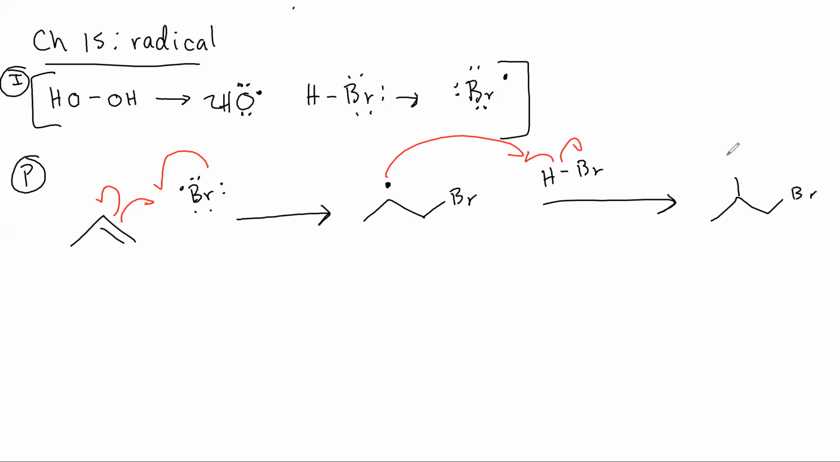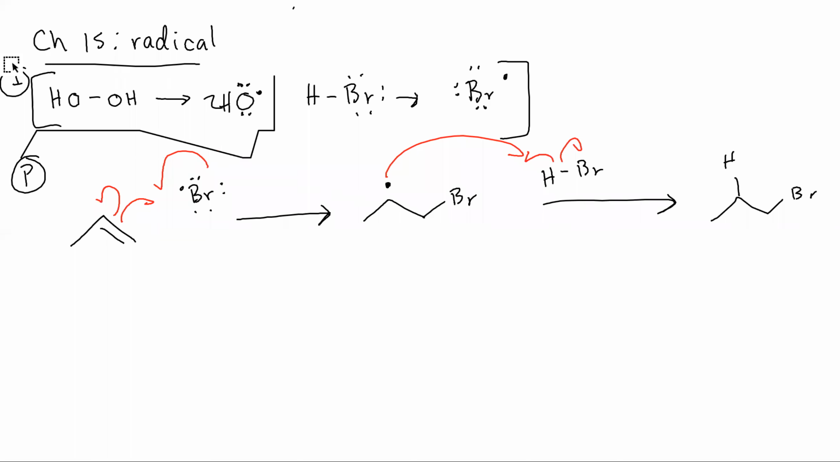And again, this will be followed by termination, but I'm not drawing that now to save time. Okay? And so that is why we add anti-Markovnikov. And so this is important to note because this, along with hydroboration oxidation, are the only two reactions that we really know of that are going to add anti-Markovnikov. So if you want to add a bromine anti-Markovnikov, you're going to be doing this radical addition reaction.